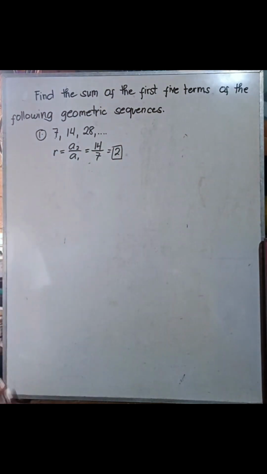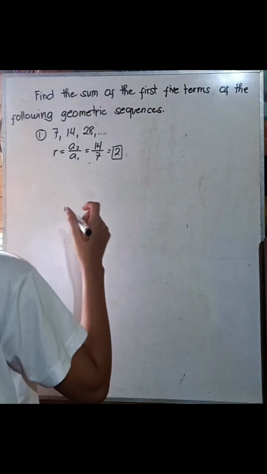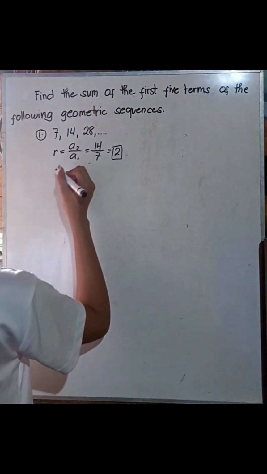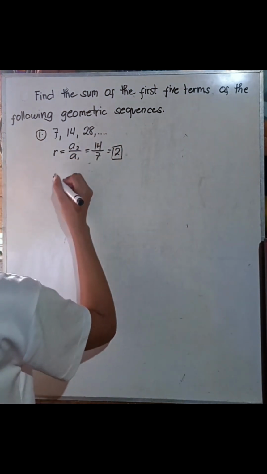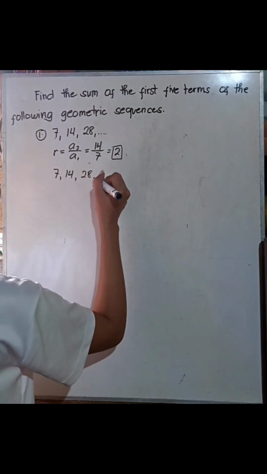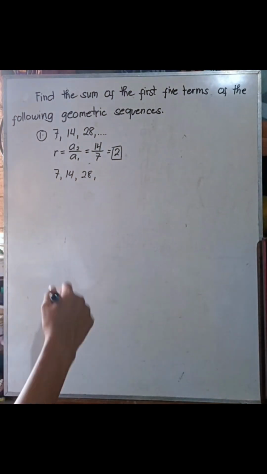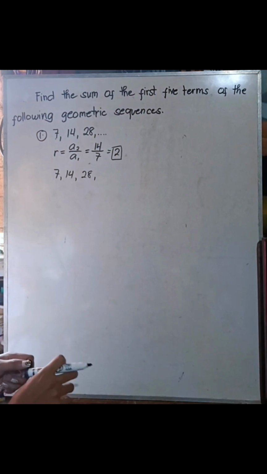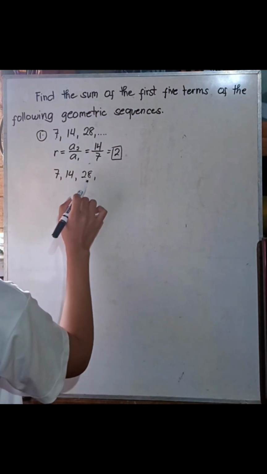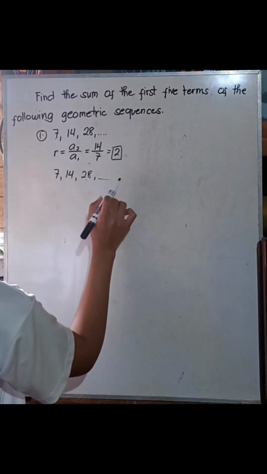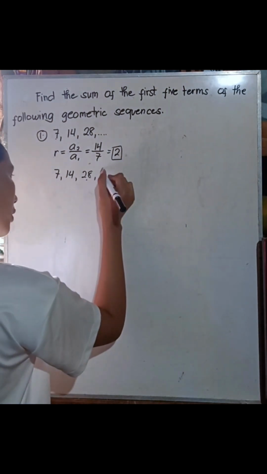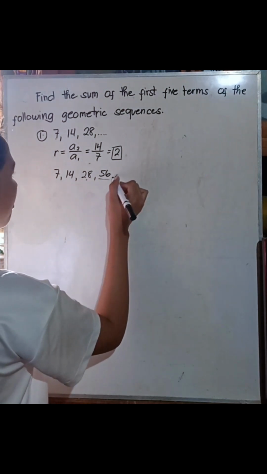Next, the first 5 terms of the sequence. Karon kay naa na man tayo common ratio, so pwede na natong makuha ang first 5 terms. So therefore, the terms will be 7, 14, 28. So 28 times 2. Di ba, para ma-generate nato ang next term pag geometric sequence is i-multiply lang nato ang kanang term, nga una nga term, i-multiply nimo sa common ratio para makuha nato ang next term. So, 28 times 2 is equal to 56. So, mao na ni ang ika-4th term.